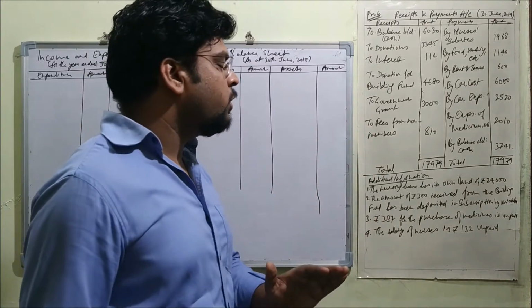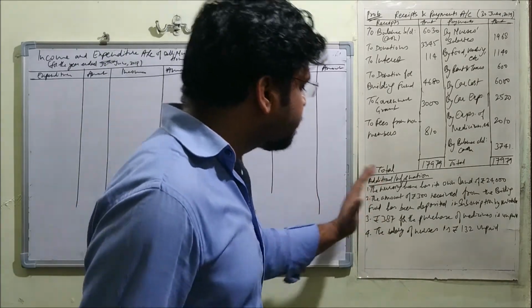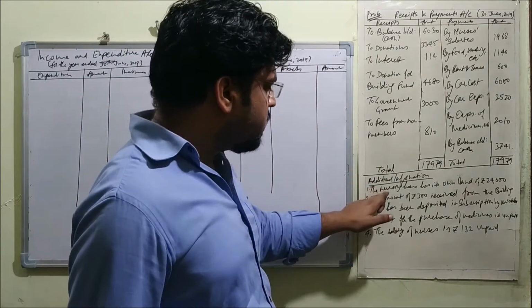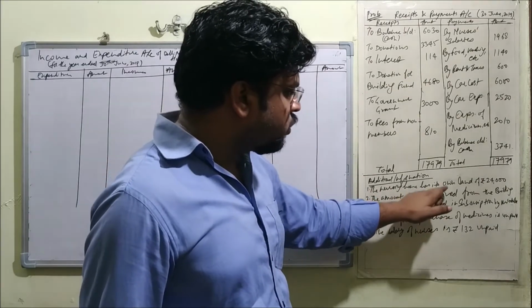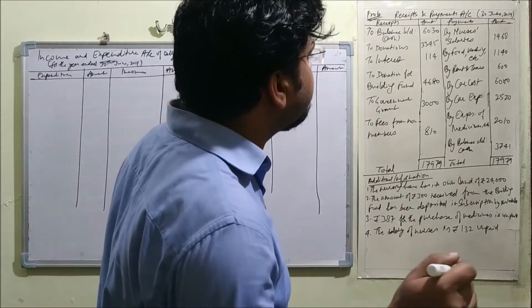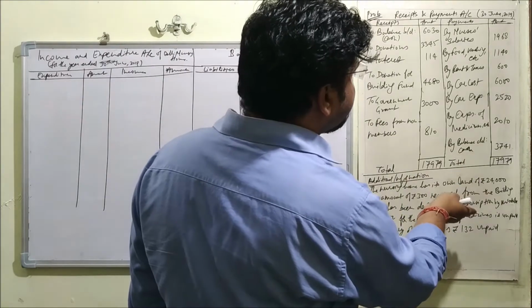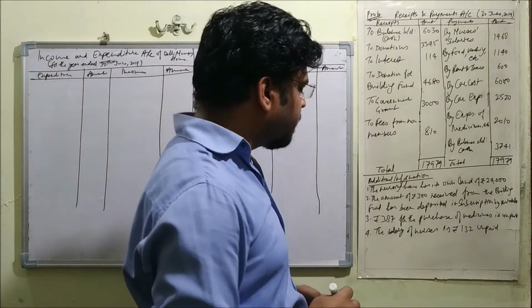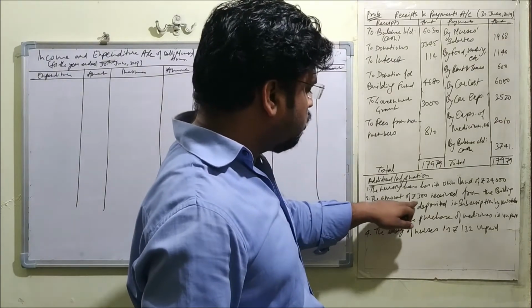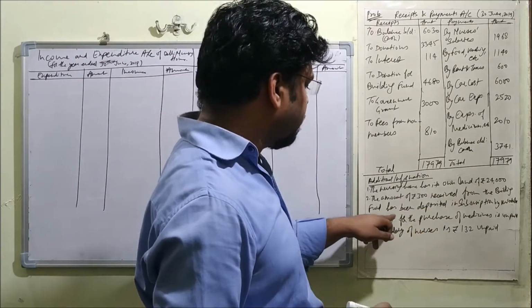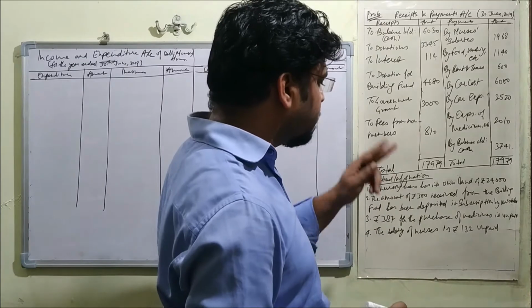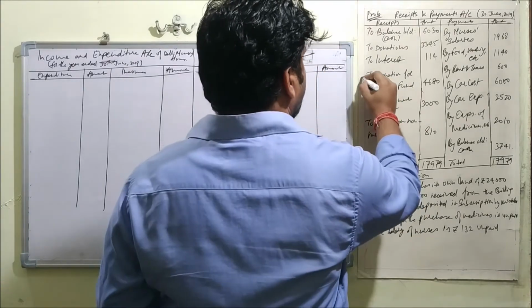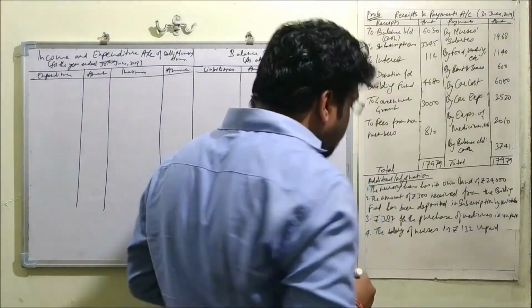What is the way of doing the question? Very first, read the adjustment. So we are reading here, the nursing home has its own land. This is related to land, so this adjustment is not relating to any point here. It will be separately shown. And the amount of rupees 300 received from building fund has been deposited in subscription. It is related to two items here. One, building fund, and another.